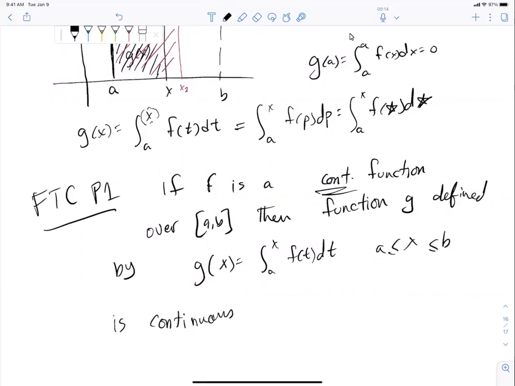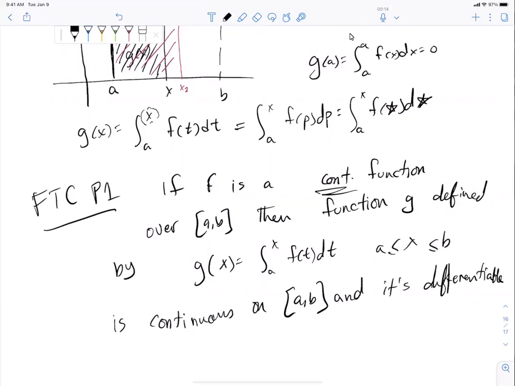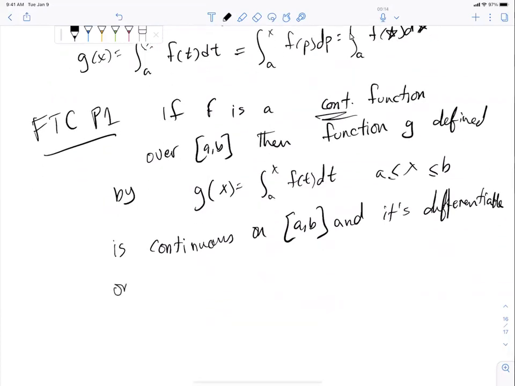That's a technicality we can talk about a little bit later. Here's the important part: g is differentiable on the open interval (a, b). We don't discuss endpoint differentiability there. Furthermore, its derivative is f of x.